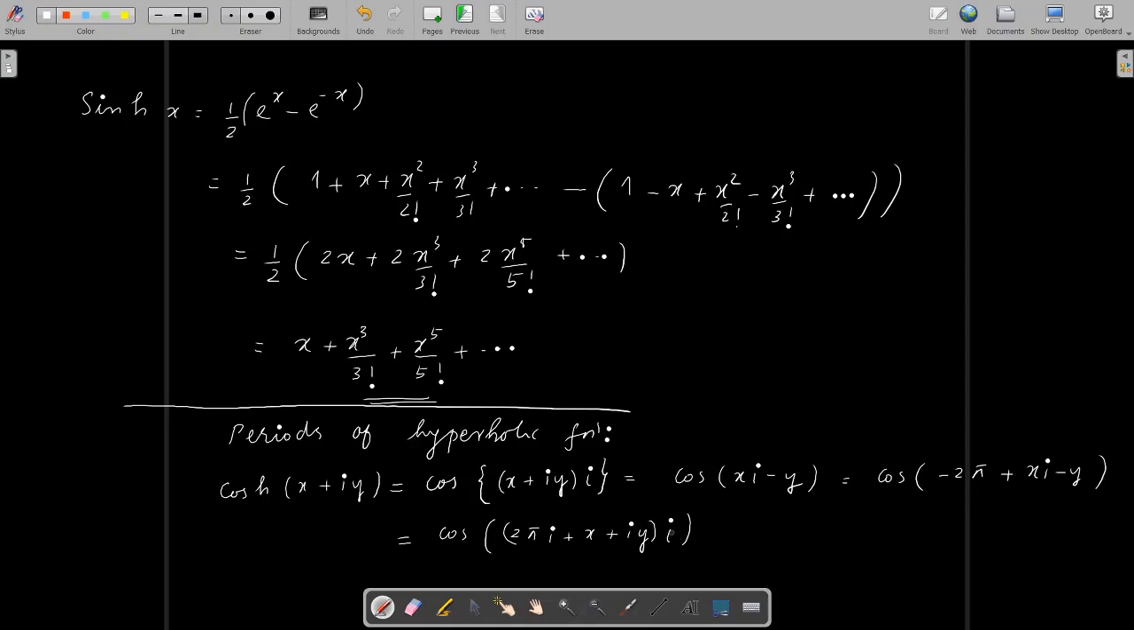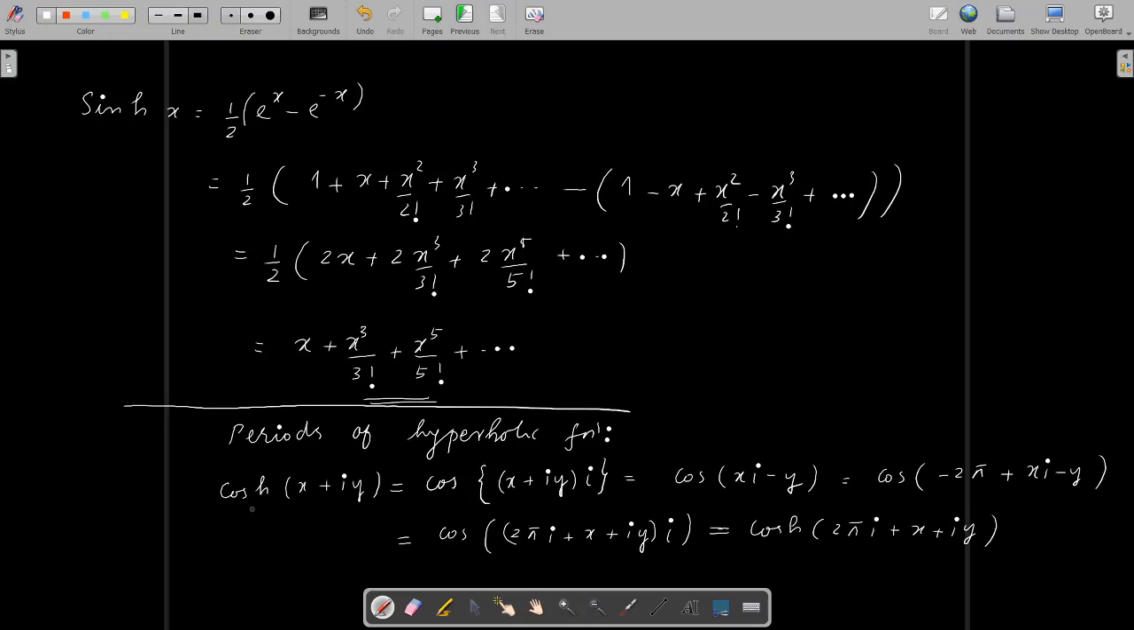Okay. When you multiply this i with this bracket, the first term will be minus 2 pi, that is here. Second term will be xi. Then the last term will be yi square. Yi square is y into minus 1. Okay. So this is same as this one. We factor out that i from the angle, then you will get this expression. And we know that this is same as cos h of 2 pi i plus x plus iy.